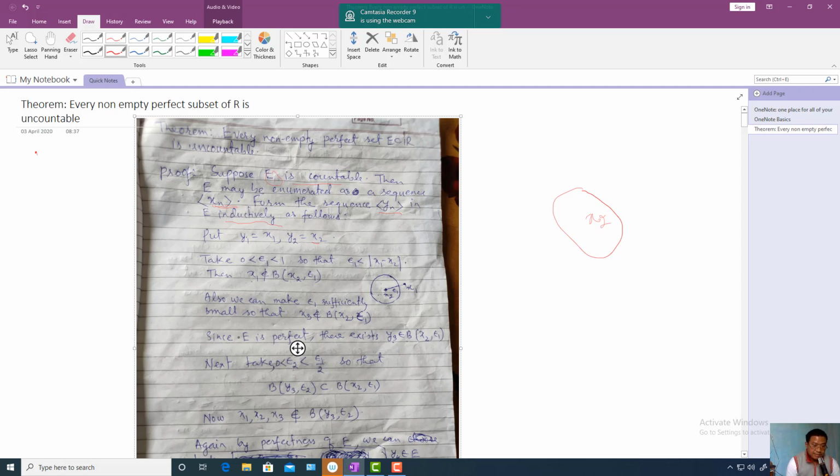Then let us use the fact that E is a perfect set. Since E is a perfect set, x2 is a limit point of E. Therefore, by the definition of limit point, every open ball centered at x2 with radius epsilon 1 contains some other member of E. There are lots of members of E. In fact, let us just take one of the members and name that member y3.